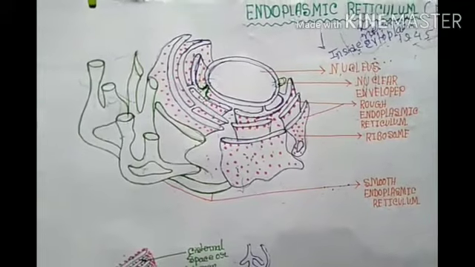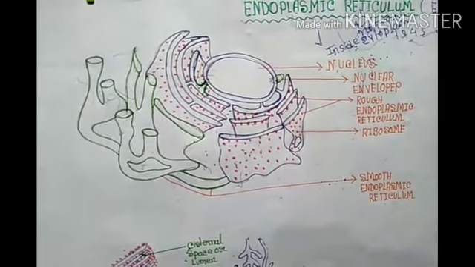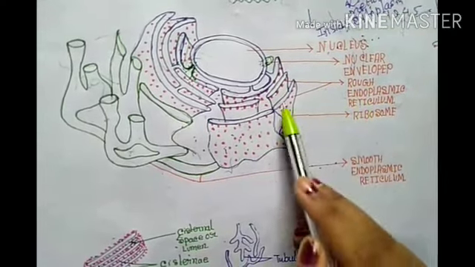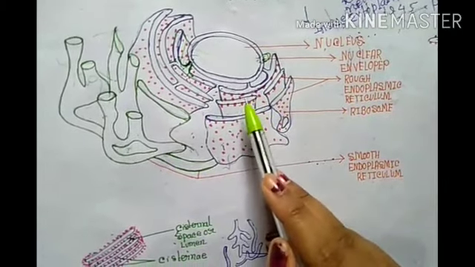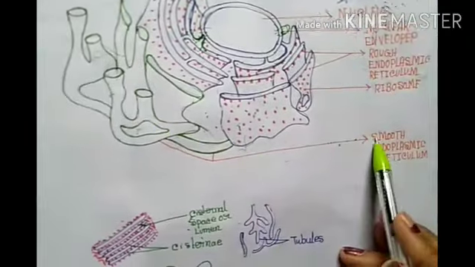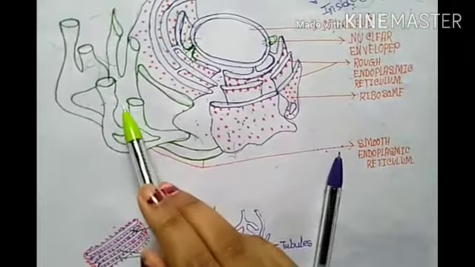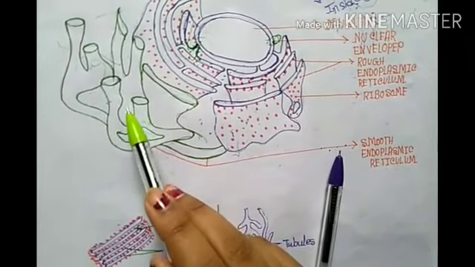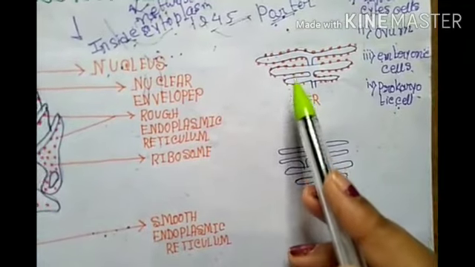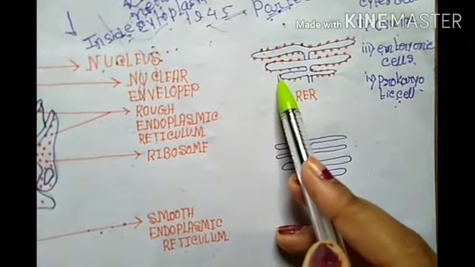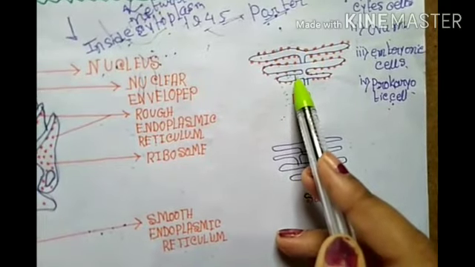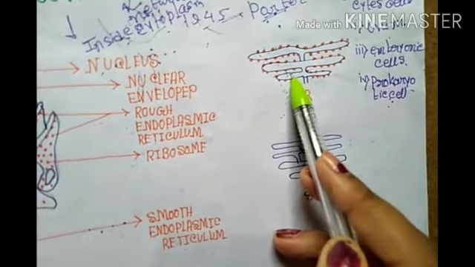On the basis of molecular structure, ER is mainly of two types. One is rough endoplasmic reticulum, which is rough due to the presence of ribosomes, and another is smooth endoplasmic reticulum. This is smooth because here no ribosomes are present. In these pictures, ribosomes are present on the outer surface, and the ribosome is the structure responsible for protein synthesis.